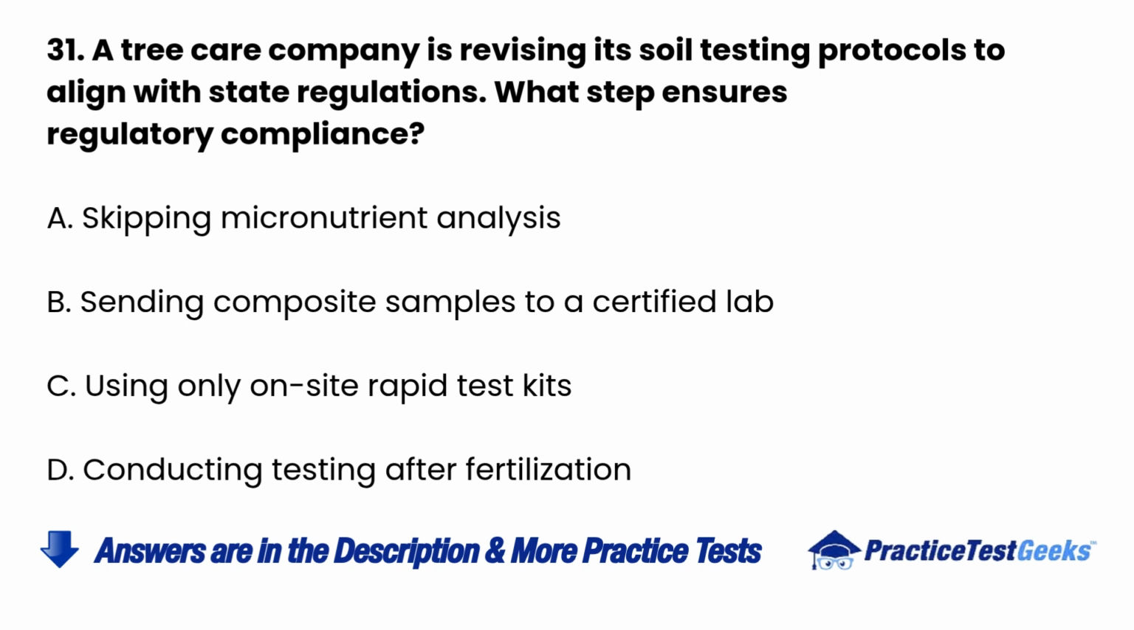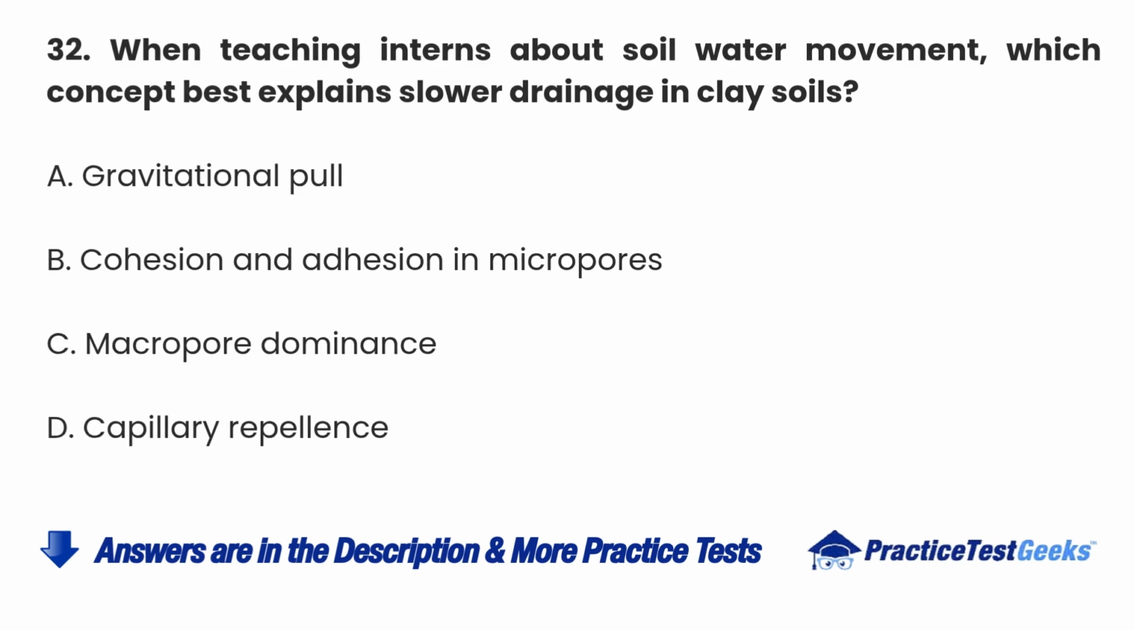31. A tree care company is revising its soil testing protocols to align with state regulations. What step ensures regulatory compliance? A. Skipping micronutrient analysis. B. Sending composite samples to a certified lab. C. Using only on-site rapid test kits. D. Conducting testing after fertilization.